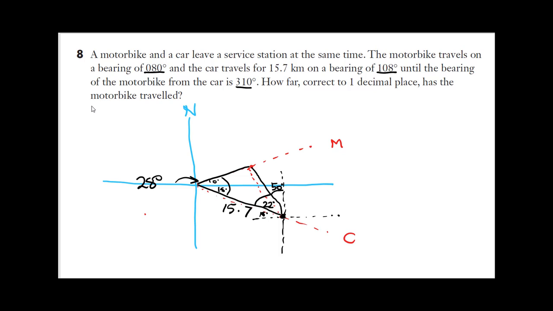How far has the motorbike travelled? Well, that's that distance there. We have its opposite angle now. We have this angle here, this side here, and the opposite angle here. 28 plus 22 is 50, so that'll be the obtuse angle of 130. And now it's just a matter of using the sine rule. X over sine 22 equals 15.7 over sine 130, and I'll leave the rest up to you.